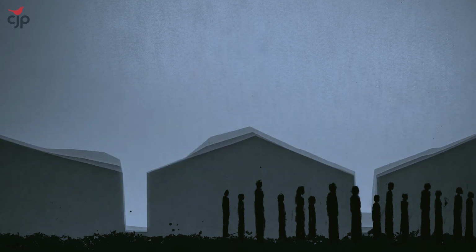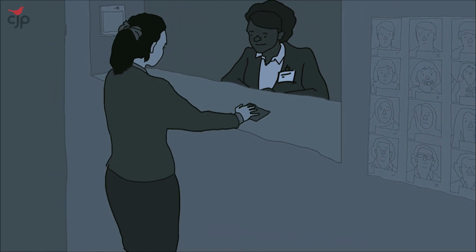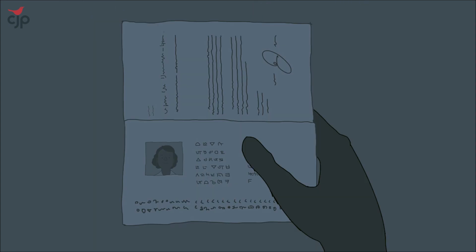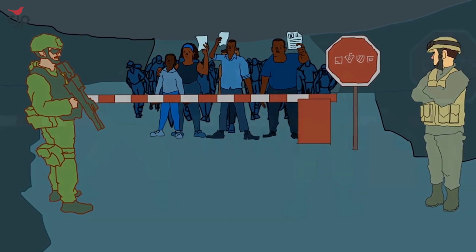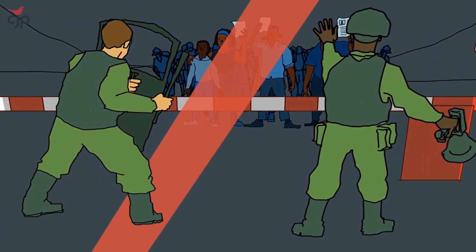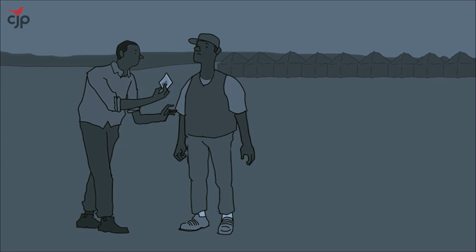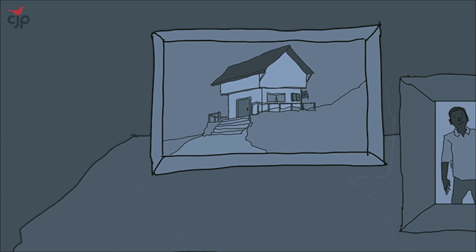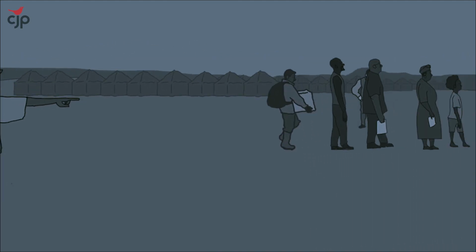Other than the current NRC, there is more detection of foreigners happening in Assam. Since 1997, the State Election Commission has been putting a D in front of voters they think are doubtful. D for doubtful. So if you find out you are a D voter, the border police will check your documents and your case will be transferred to the Foreigners Tribunals. And if you are not able to prove your citizenship in an FT, you will be declared a foreigner and sent to a detention camp.